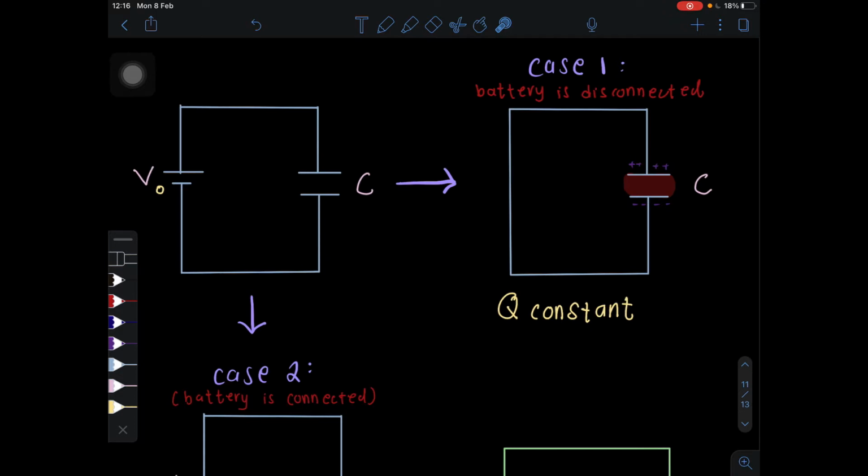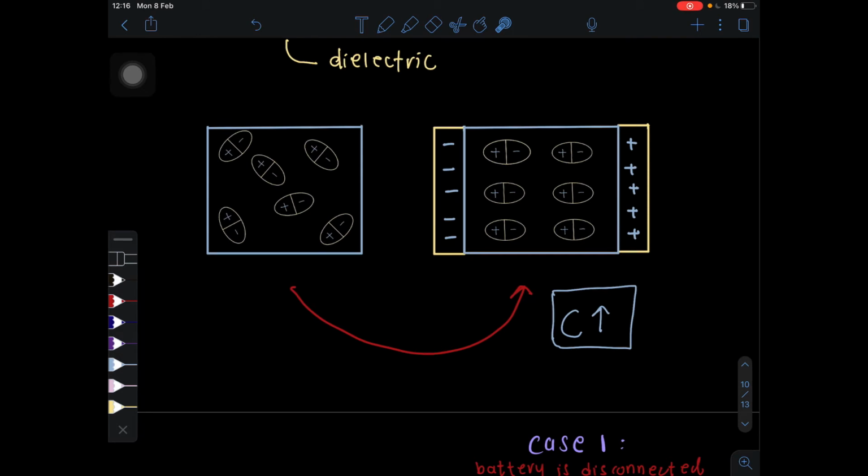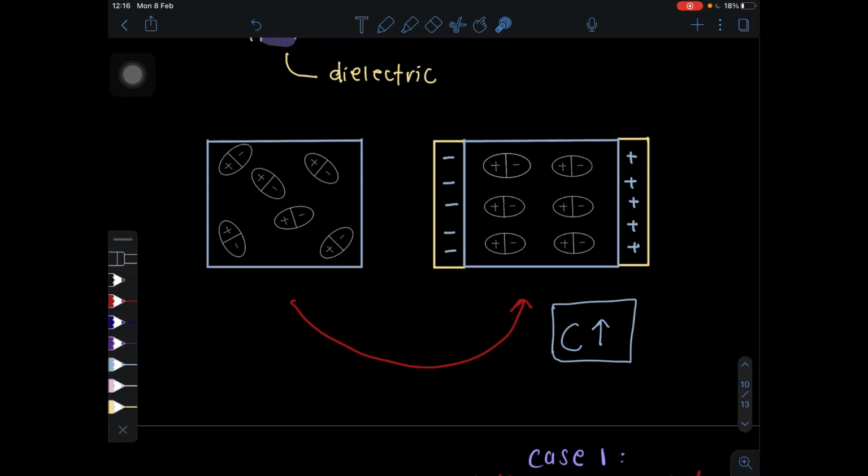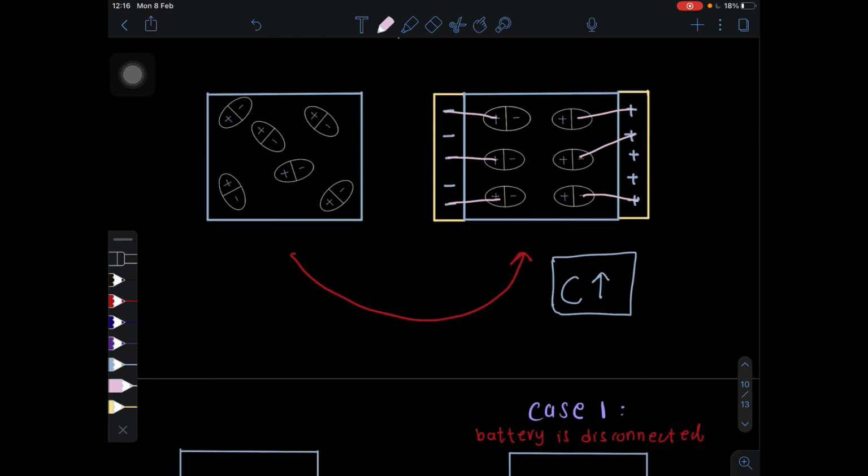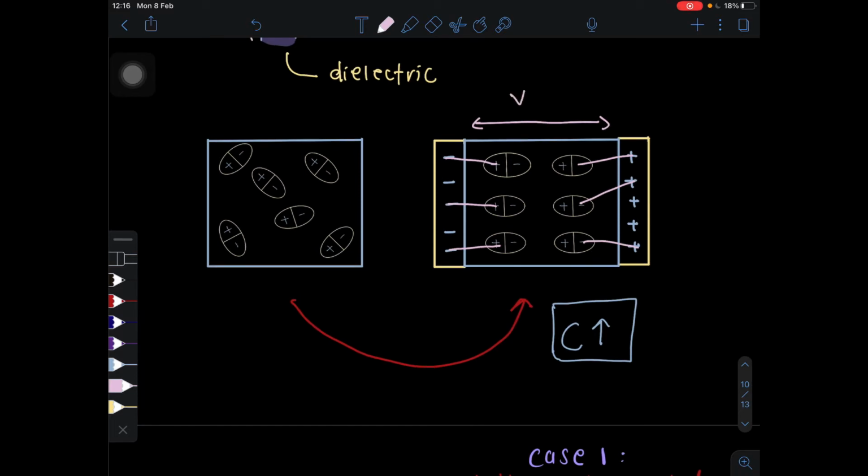But if we put the dielectric, selepas kita letak dielectric kan tadi, so here what happened is, apabila kita letak, all of this akan cancel each other. Okay, this one, here akan cancel. So meaning that dekat sini, voltage across this capacitor will be reduced. Voltage akan reduce dekat sini.